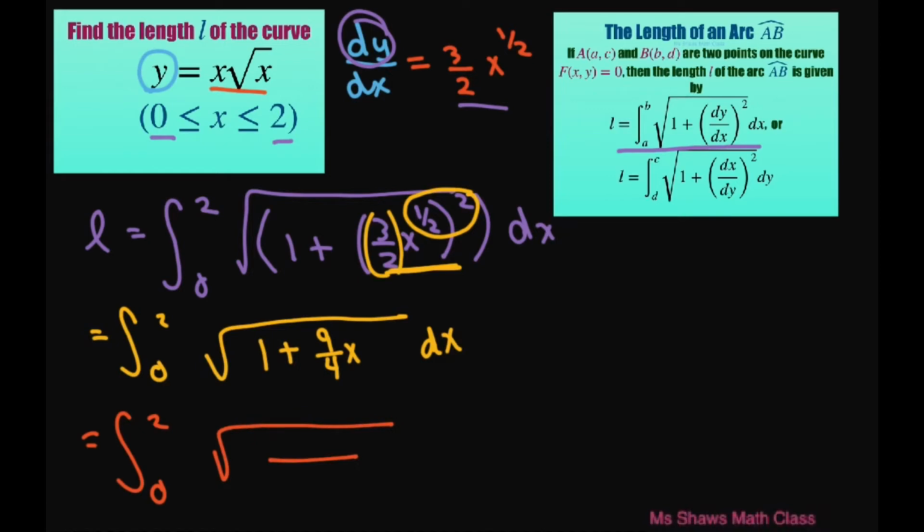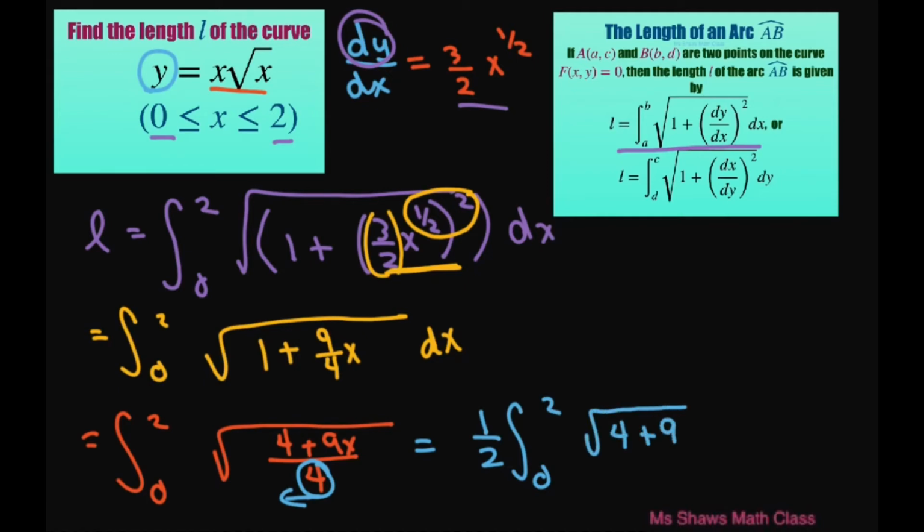So we can write this from 0 to 2, square root. If the common denominator is 4, this would be 4 plus 9x. All right, now when I take the square root of 4, that is 2, so I can pull this out, and I can write this as 1/2, since it's in the denominator. So we have the integral from 0 to 2 of square root of 4 plus 9x. All right, so this is the part dx. This should be dx too.